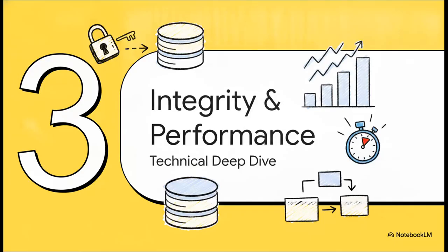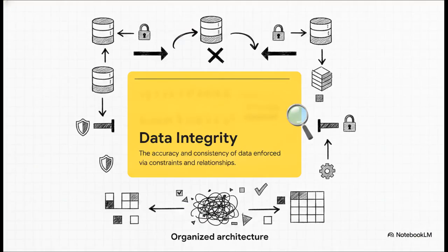Which brings us to part 3, data integrity and performance. Time for the technical deep dive. Once those core commands are established, we pivot over to data integrity. Think of this as the accuracy and consistency of your data, strictly enforced via constraints and relationships.